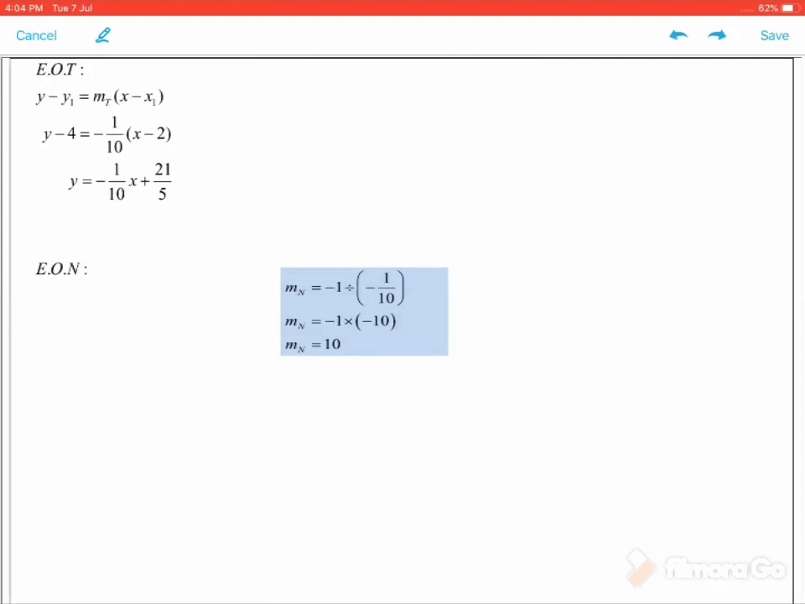So after we get the gradient of normal, the same thing, we substitute into the formula of the straight line. So we'll get y minus 4 is equal to 10 times x minus 2. After simplifying, we'll get y equal to 10x minus 16. So there's the equation of normal for question b.